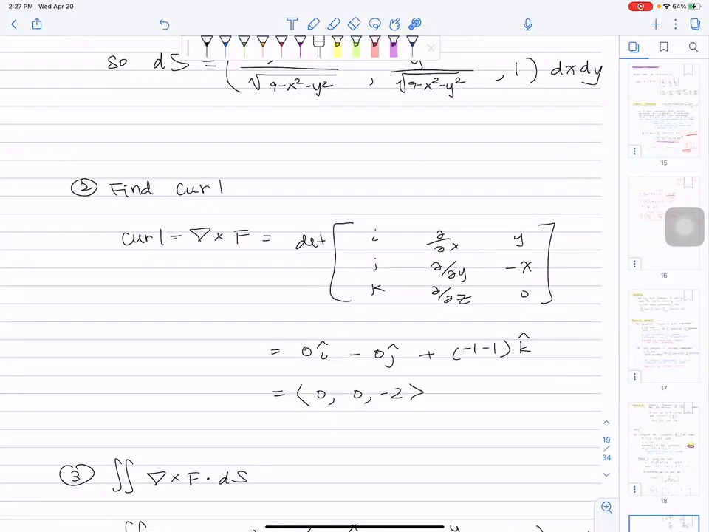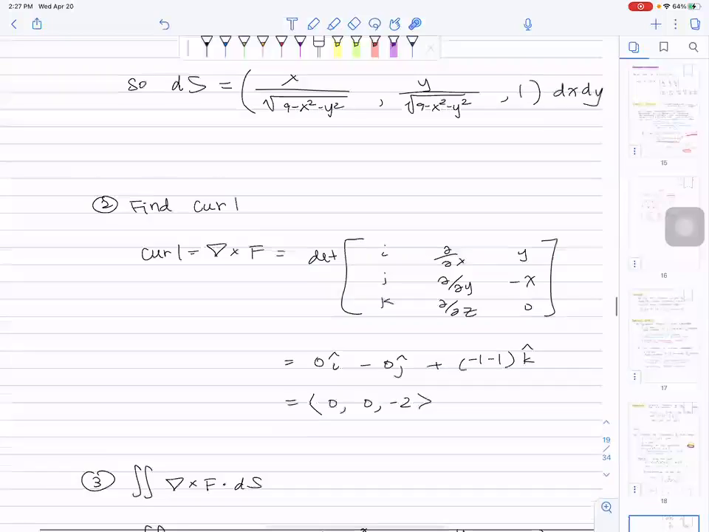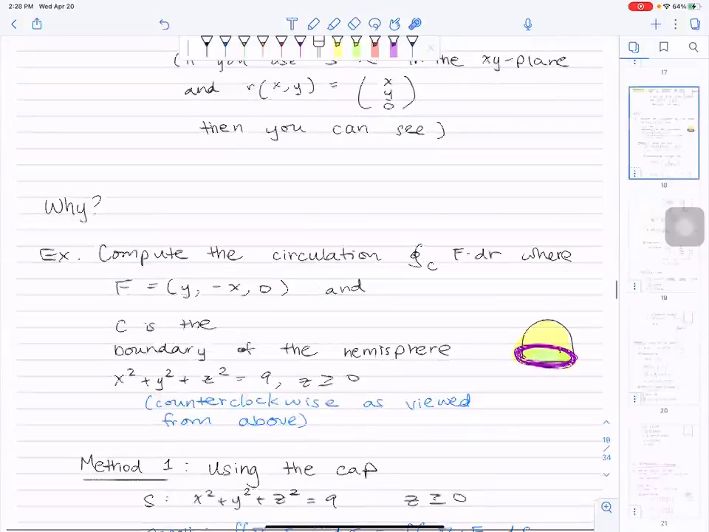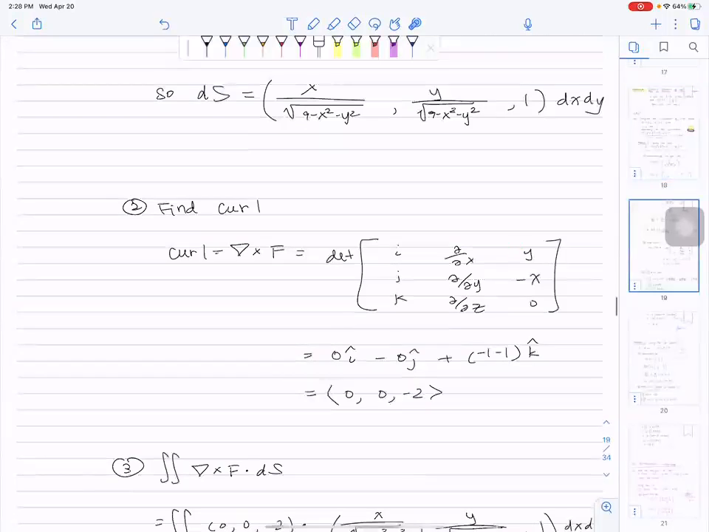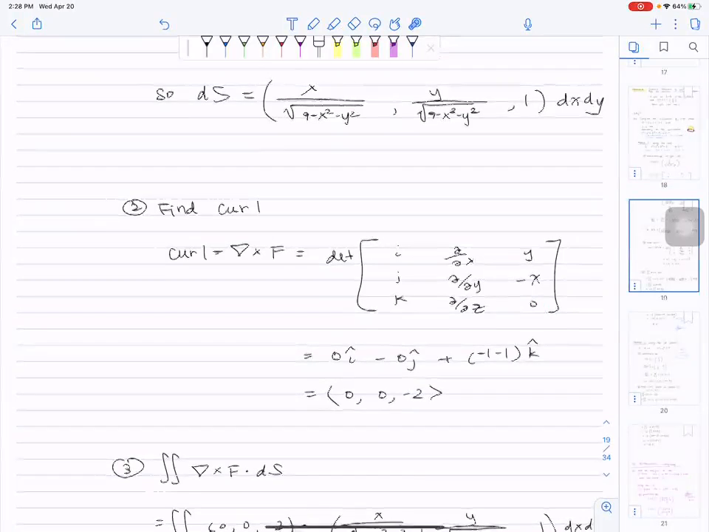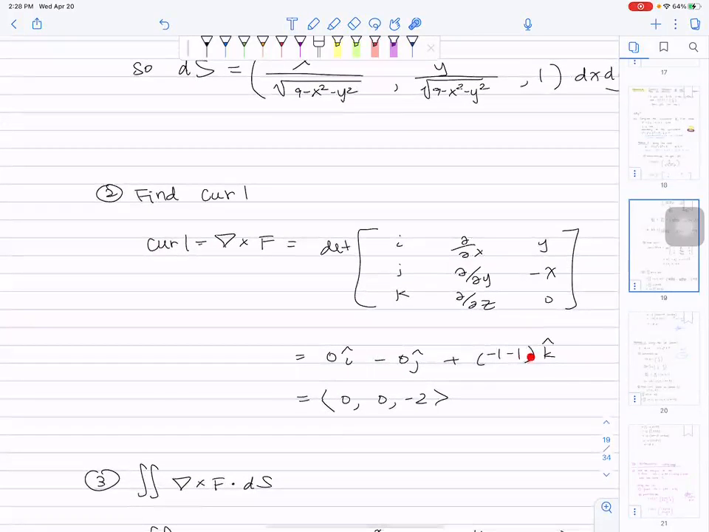You could just do a determinant: you write i, j, k, the partials, and you write what the terms are in your function. So our function was y, negative x, 0. I put y, negative x, 0, and compute this determinant. It gives me that my curl is going to be -2 in the k component. So I'm left with something in the k component only. So this is my curl.